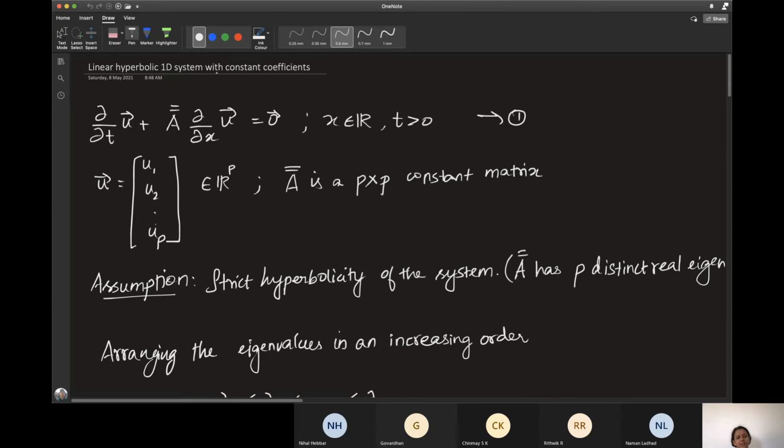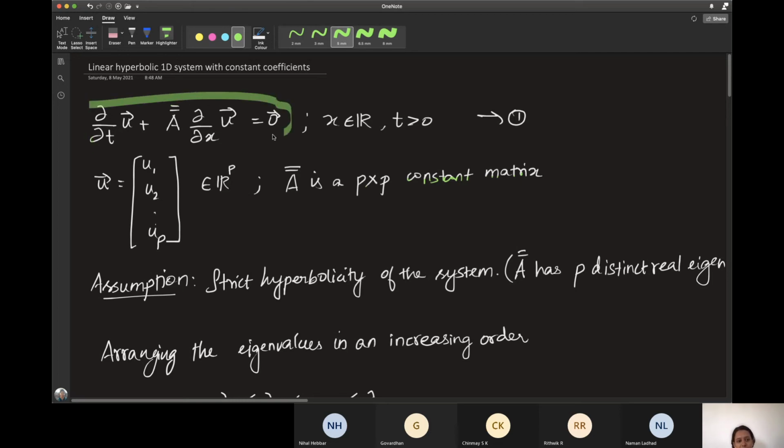So here again, I have written a system of equations. The U vector belongs to Rp. So the U vector has p components, U1, U2 up to Up, and your A matrix is a p cross p constant matrix. All the elements of this matrix A are constants. I'm using double bars for matrices and single vector notation for vectors.